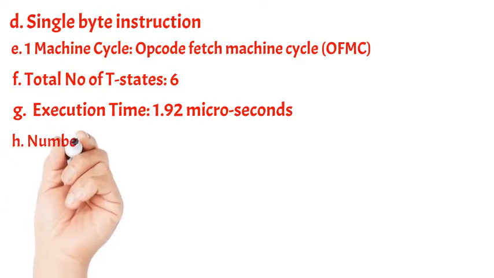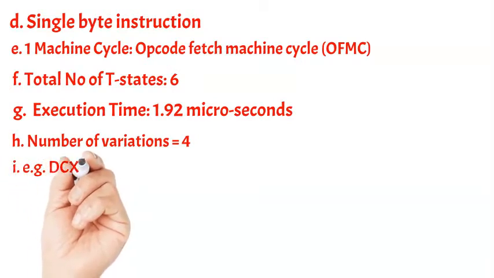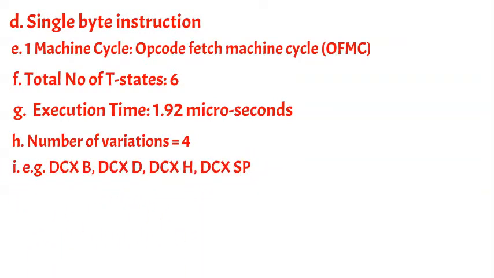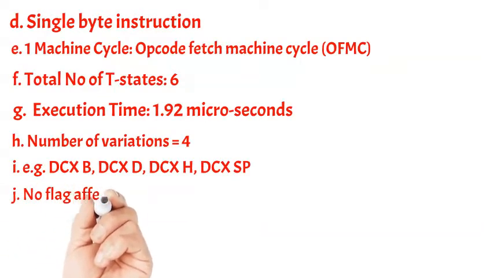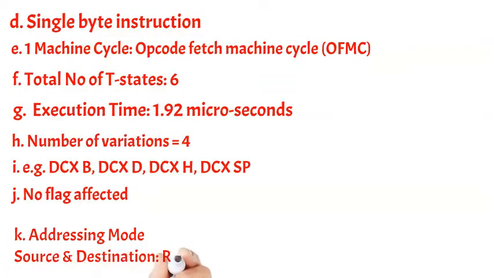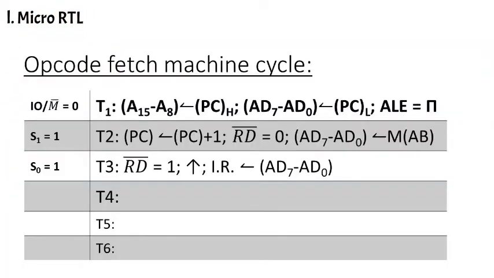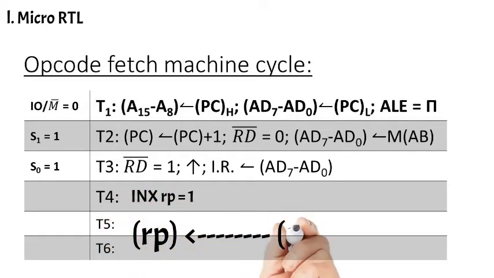There are 4 variations. These are DCX B, DCX D, DCX H, DCX SP. No flags are affected by INX and DCX instructions. The addressing mode is register addressing mode. The micro RTL of this instruction again is similar to what we saw in case of INX RP. T5 and T6 will be there, it will take 6 T states for this instruction to execute completely.